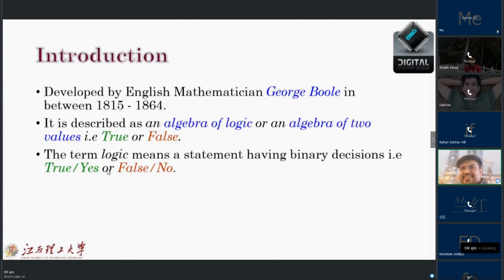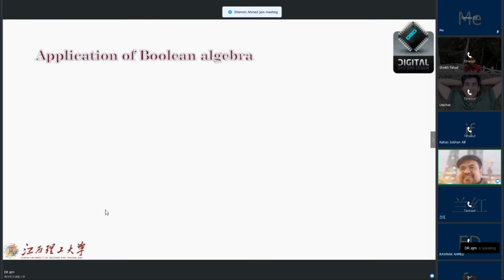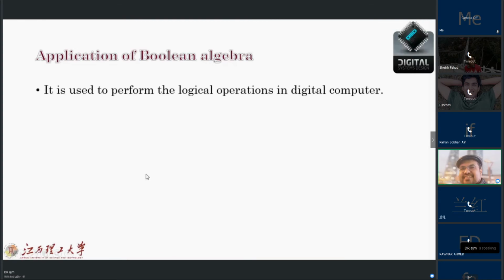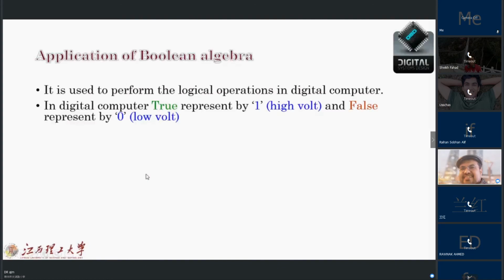Or in the sense that we have some voltage or we don't have any voltage. If we want to talk about the application of Boolean algebra, we can say that it's used to perform logical operations in a digital computer. In a digital computer, we call the true value one, and we call the false value zero. The true value, or one, is what we call high volt, and false is the low volt. The final thing is that high volt in our subject is nothing but 5 volt, and low volt is nothing but zero voltage.